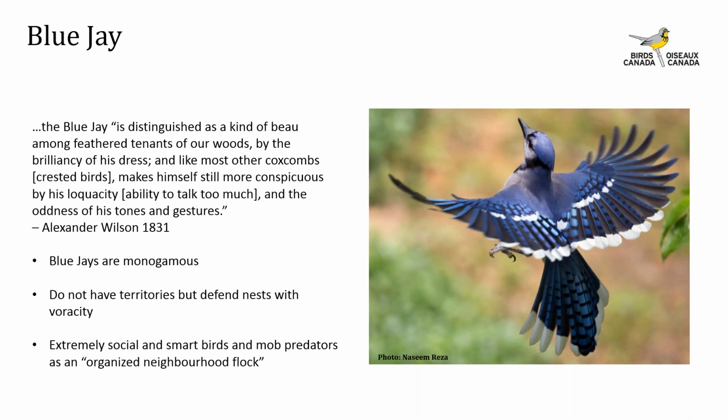It says, "The blue jay is distinguished as a kind of beau among feathered tenants of our woods by the brilliance of his dress, and like most other coxcombs, makes himself still more conspicuous by his loquacity and the oddness of his tones and gestures."